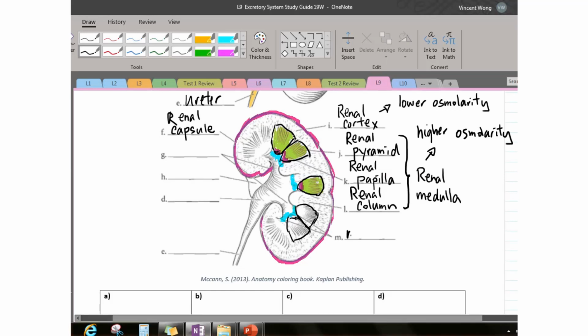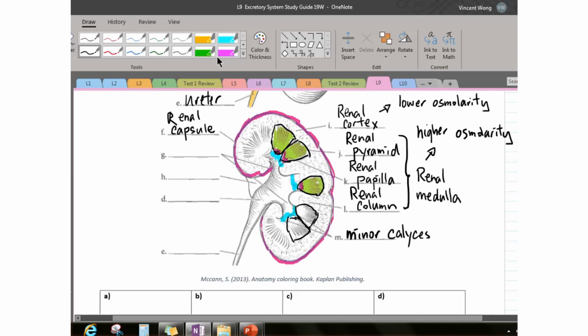So minor calyx. Okay, so calyx is singular, and this is pointing at two, so the plural is supposed to be calyxes. Okay, so remember, singular is just calyx, and now we have more than one, so we say calyxes. So there are typically 2 to 3 minor calyxes outside of the renal papilla, and they would just be collecting the urine that is produced from them.